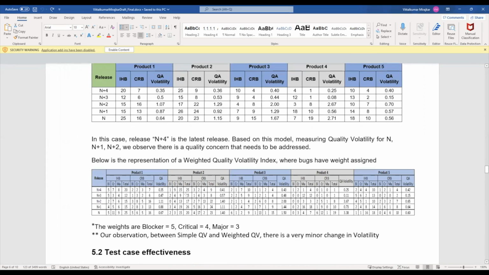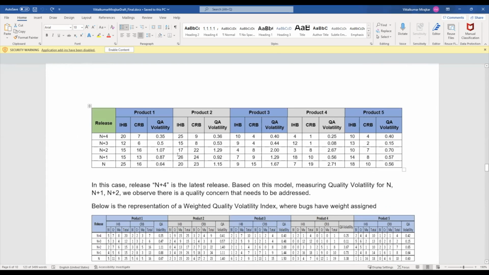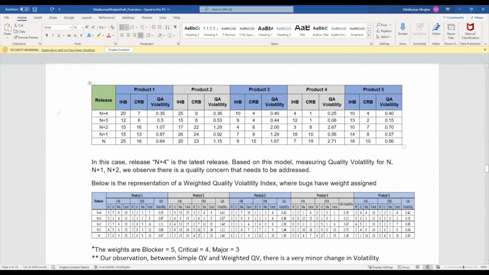Okay, this is the data we have for the in-house reported bugs versus the customer reported bugs, and the ratio that we talked about. In the first three releases, we see quite a drastic deteriorating trend in quality. Now, this is for the simple quality volatility that we had measured.